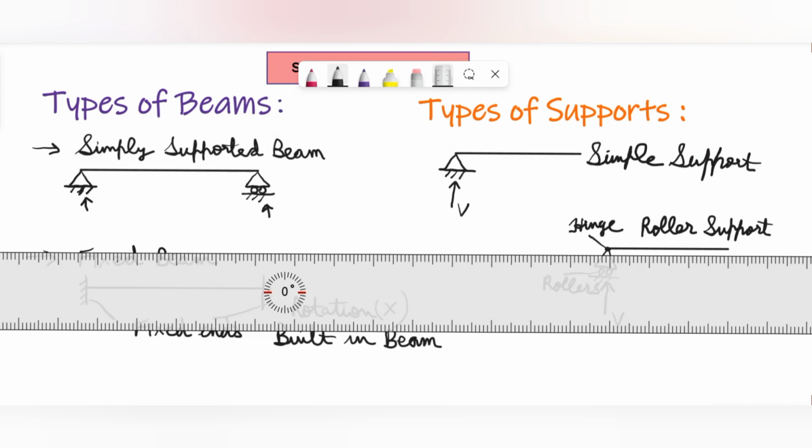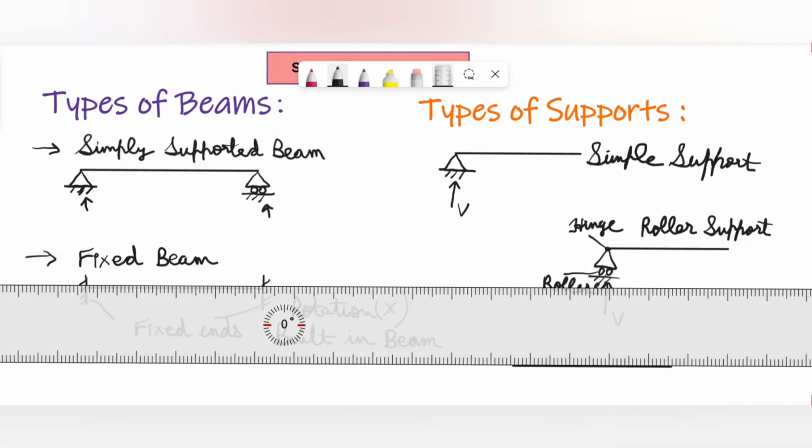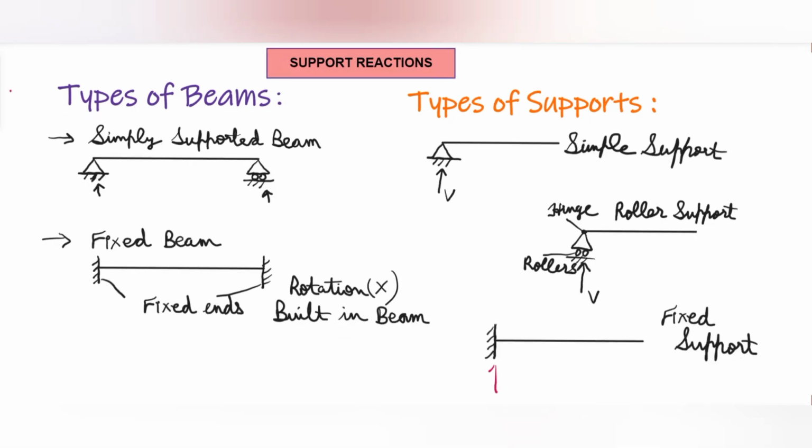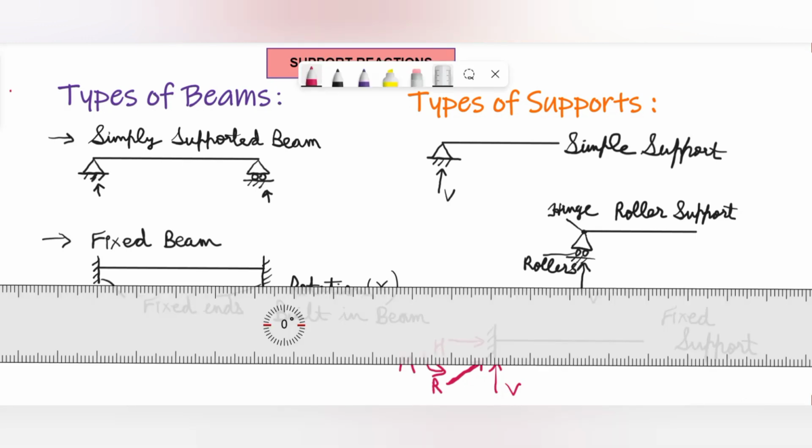Let's see another type of support, which is fixed support. So here this beam will be completely fixed at the end in the wall or in the support, and beam can't rotate at the end. Reactions that will be developed are vertical reaction, then this horizontal reaction, a resultant reaction will be produced here, and moment will be produced. So horizontal reaction, vertical reaction, and moment.